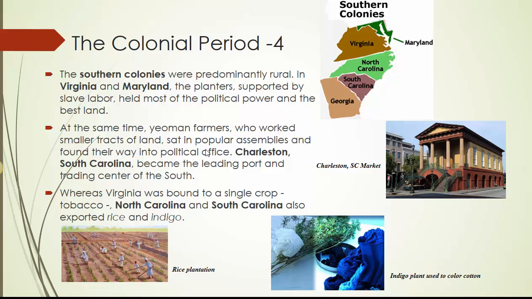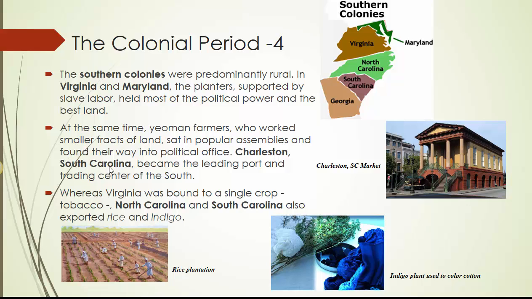Colonial period, slide 4. The Southern Colonies were predominantly rural. In Virginia and Maryland, the planters, supported by slave labor, held most of the political power and the best land. At the same time, yeoman farmers, who worked smaller tracts of land, sat in popular assemblies and found their way into political office.